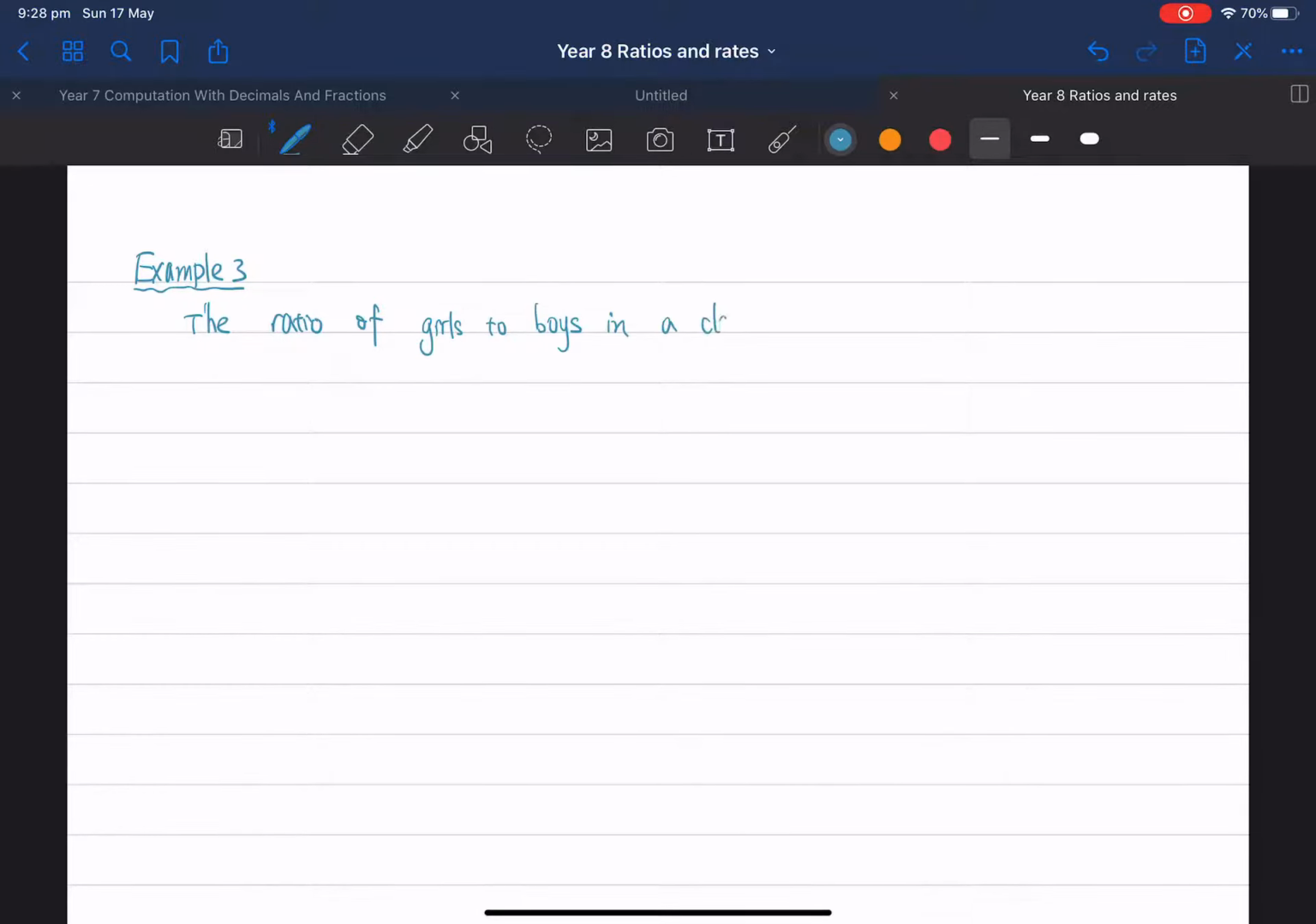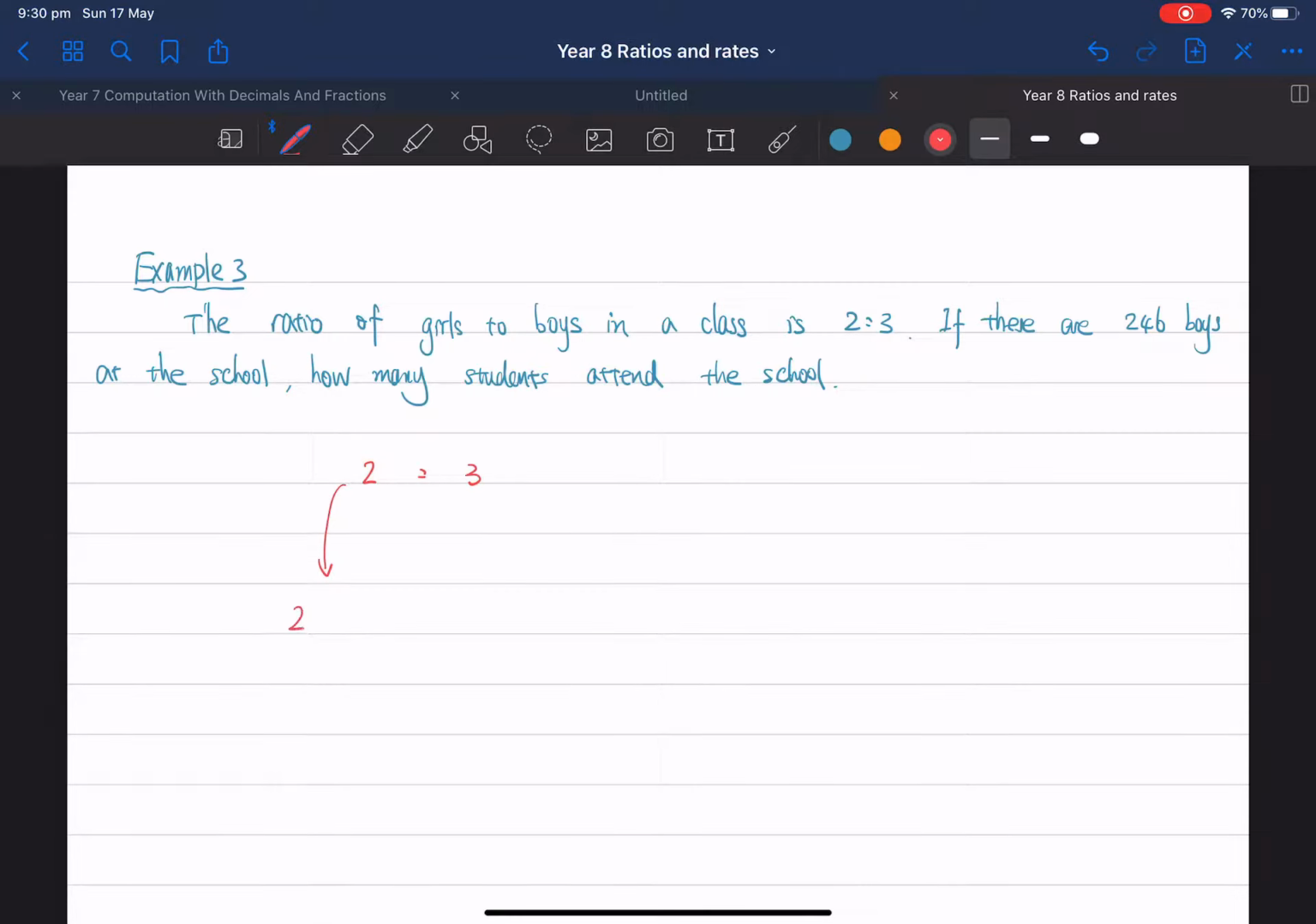And then the question says, how many students attend the school? All right, so what do we do with the question here? I still prefer to use the unitary method, if you want. So the ratio is 2 to 3, and for the boys, we have 246.